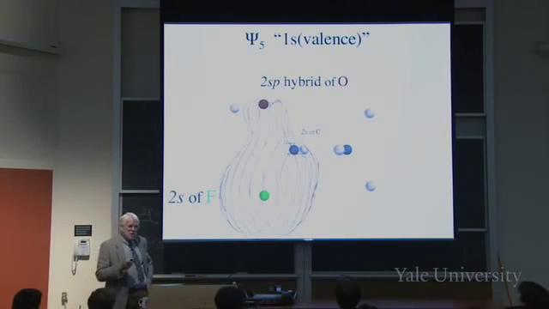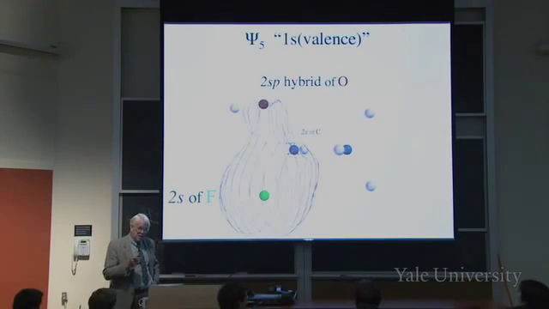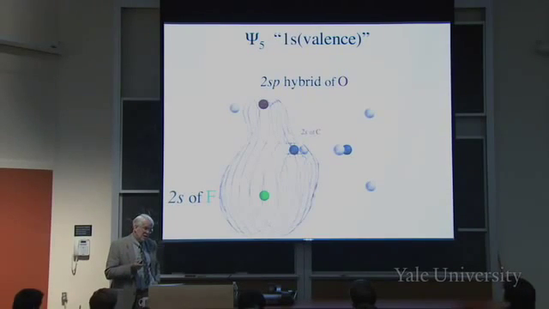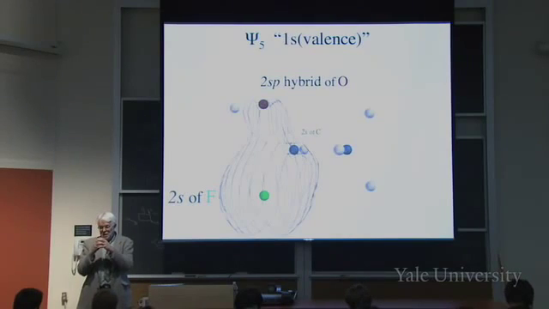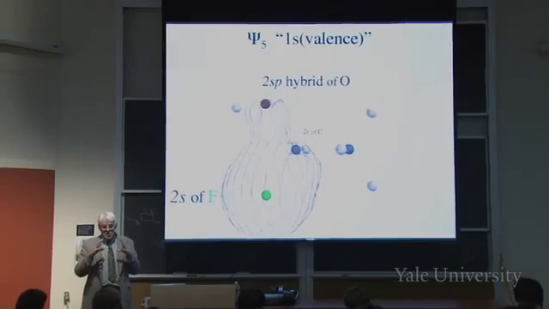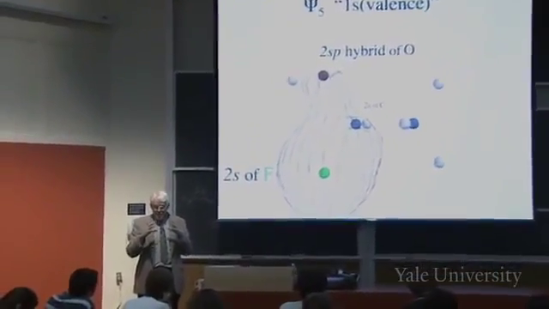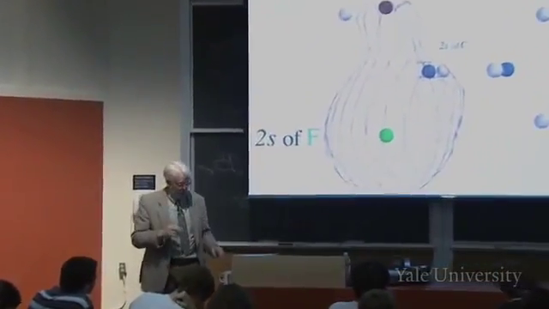Now, why is it that the core orbitals didn't mix and the valence orbitals did mix? What's different? The core orbitals are very small, very compact. These orbitals are bigger, so what happens? They overlap, right? So it's overlap that causes things to mix. If there's no overlap, they don't mix. If they overlap, they mix.